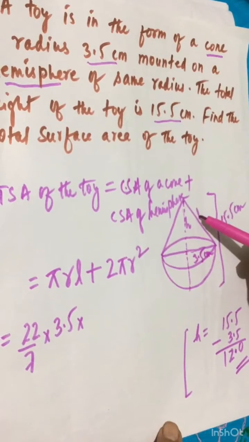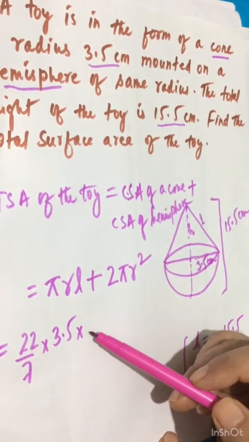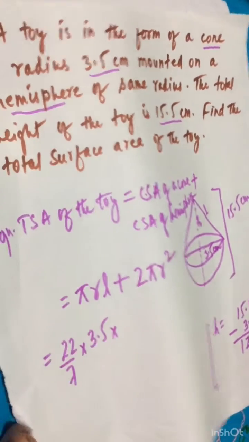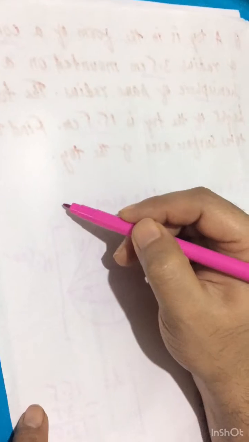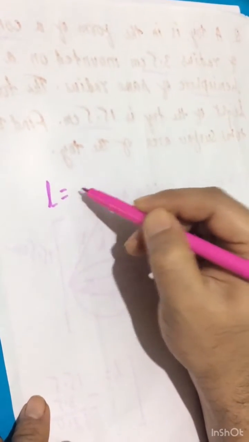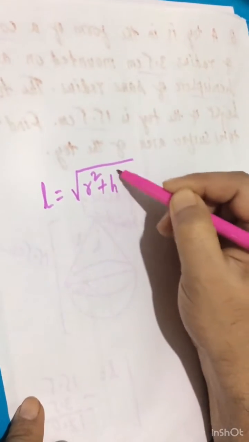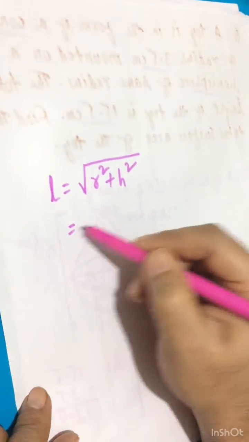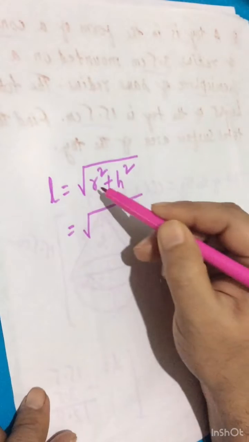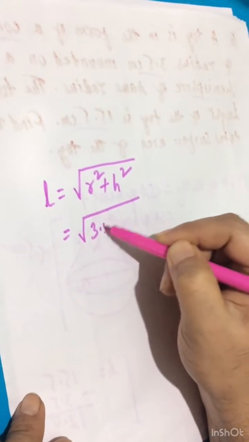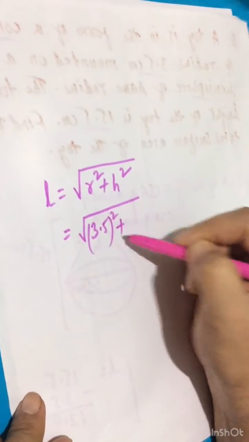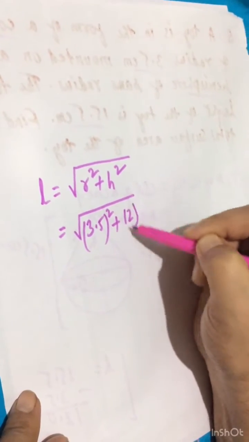Now I have to find the slant height so that I can put it here. Let me show on another side how to find the slant height. The slant height formula is L equals square root of r square plus h square. Let us go slowly. Radius is 3.5. Height, which we just got, is 12.